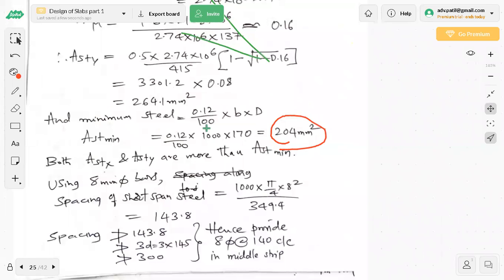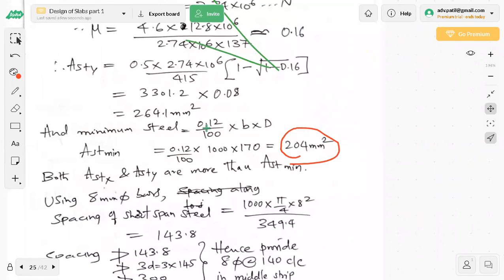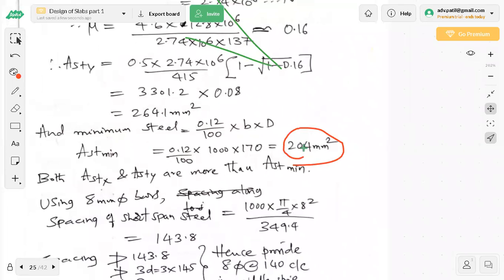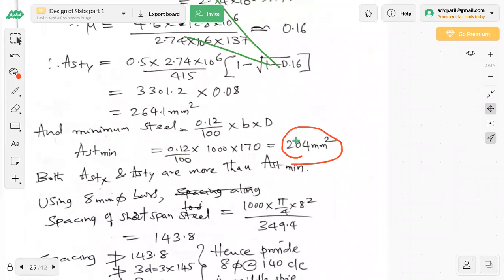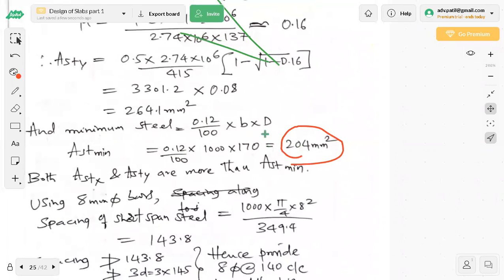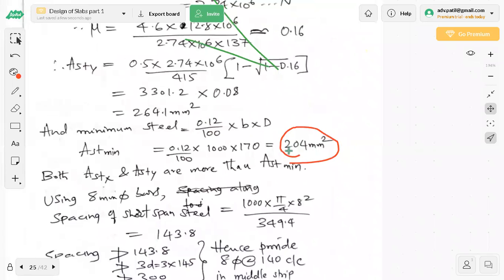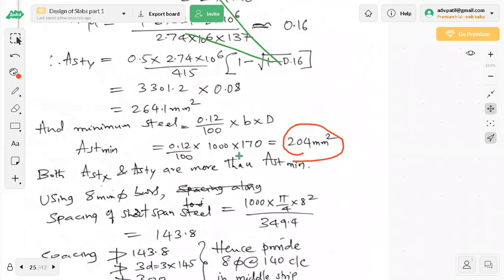But in this case, ASTY is 264.1, which is more than the minimum value. ASTX is also more than the minimum. That is why we are not going to use this one. This will be used in the edge strip. I'm going to tell you where this minimum steel is used later on.